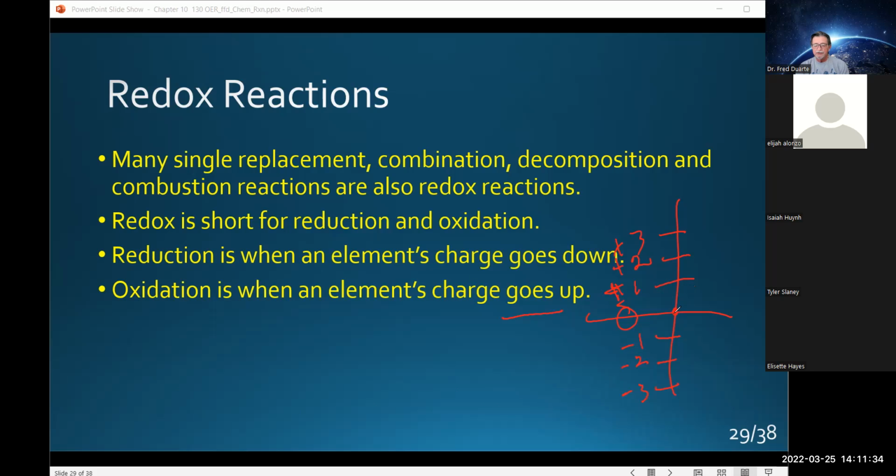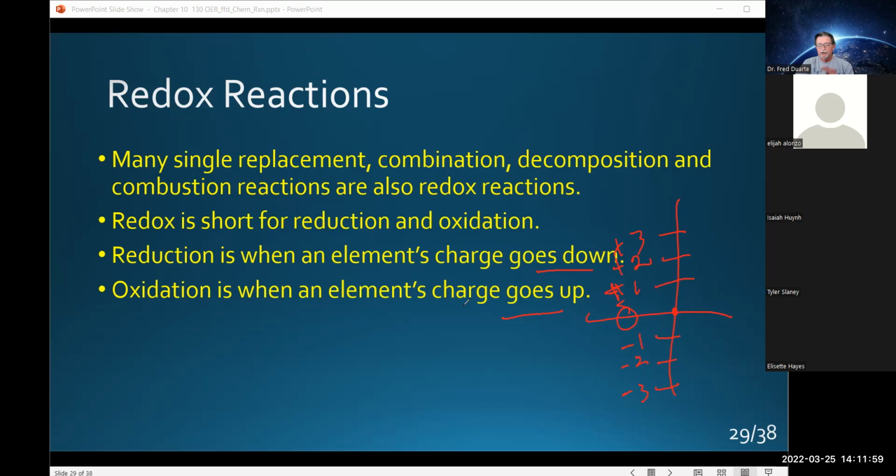Whereas reduction, let's say you're at 0 and you pick up an electron, now you become a negative charge. Down here, you go down the scale. And so your charge overall goes down with respect to value magnitude, because positive is a higher number than the negative number in that sense. So that's what they're trying to tell you here.